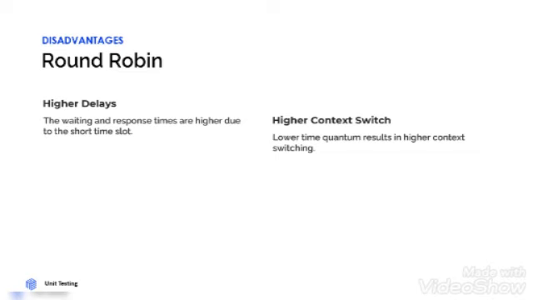Like I discussed, as we decrease our time slot, the switching between the processes, meaning the allocation of the CPU from one process to another, will be happening very frequently, and between the switching there is overhead, because when we switch, we store the previous values of the process and load the values of the new process.